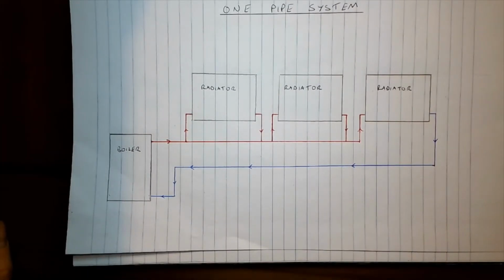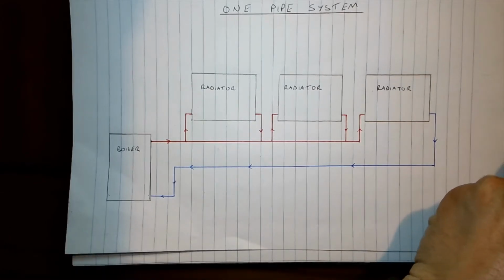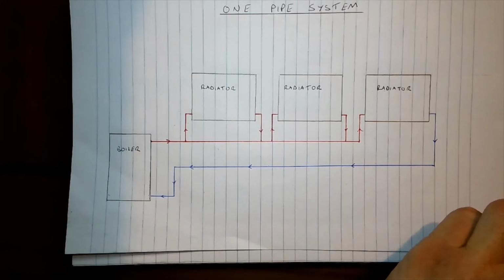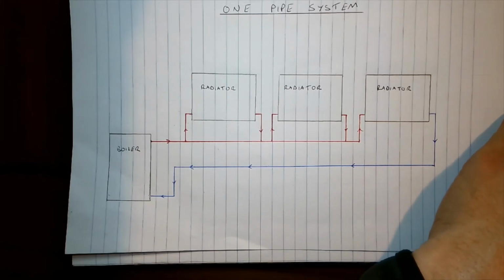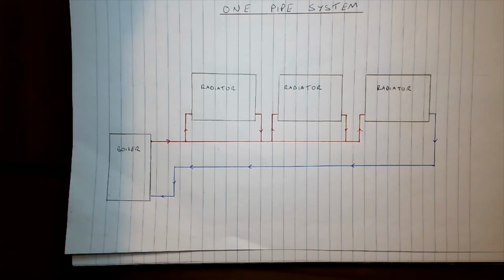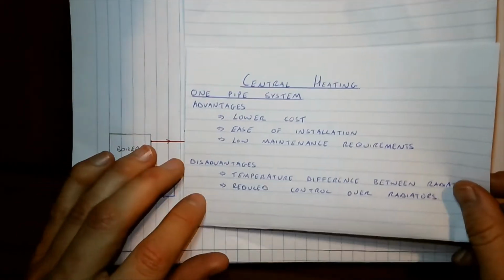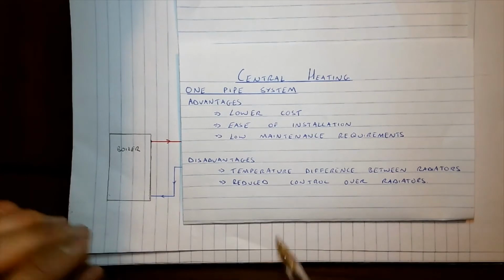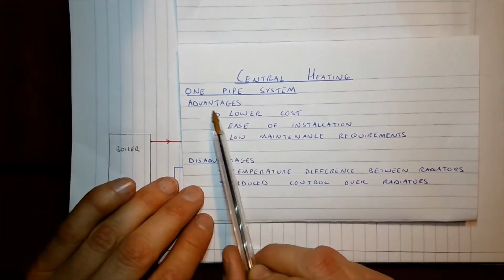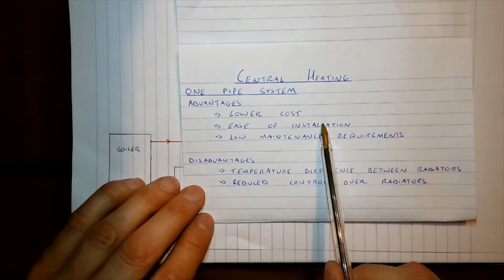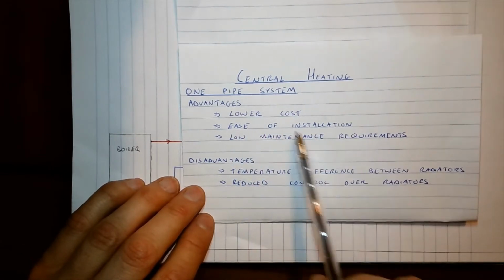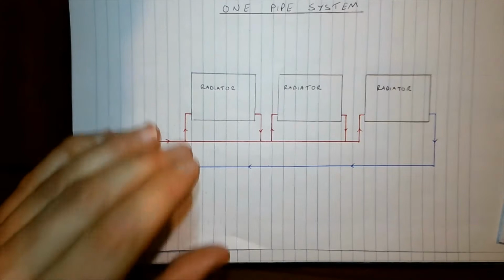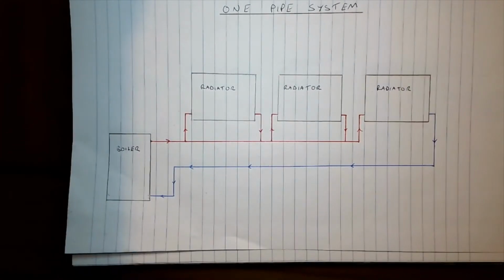Now, just like, I suppose, with the direct and indirect system, they both have their advantages and disadvantages. The one pipe system is a slightly more outdated system, and it probably has more disadvantages than it does advantages. Alright, so if I was to look at the advantages and disadvantages of the one pipe system, we can just look here. It says advantages: lower cost, ease of installation, low maintenance requirements. This is a simpler plumbing system than the next one that we're going to show. So it's going to have lower cost and be easy to install.